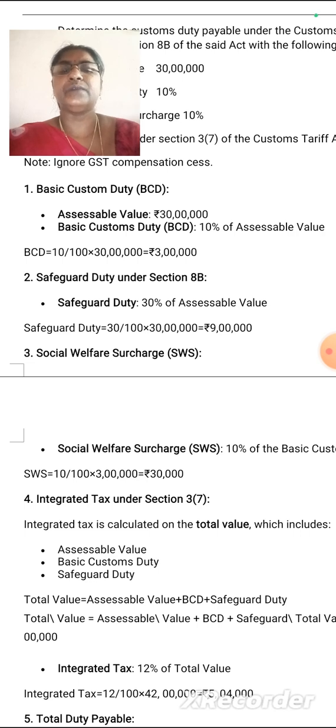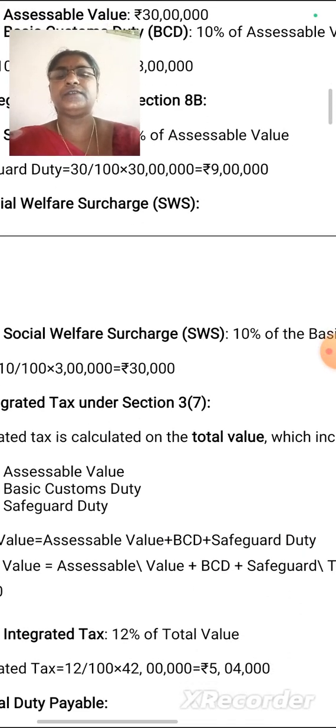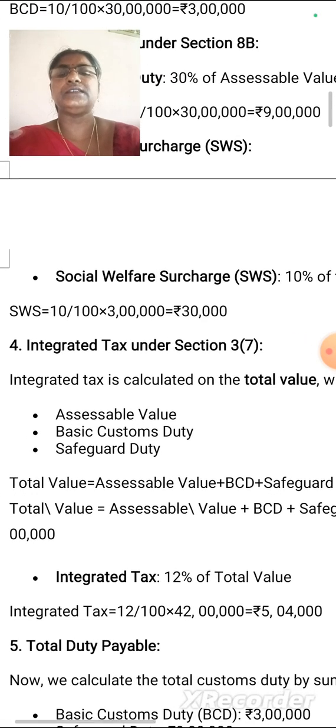Again we move to the basic customs duty. Out of that we are going to calculate 10 percent. So what is our value of basic customs duty? 3 lakh. From this 3 lakh we calculate 10 percent. The answer is 30,000. Then the social welfare surcharge is 30,000.